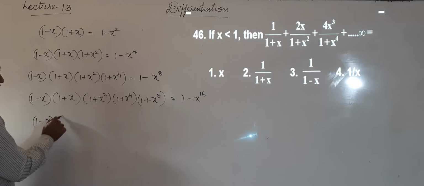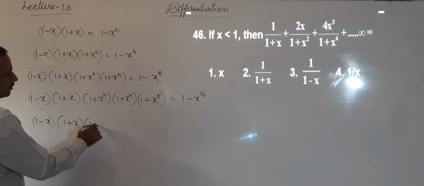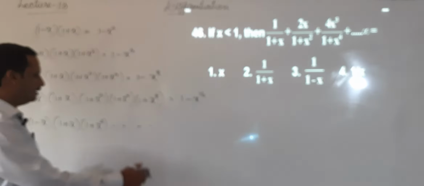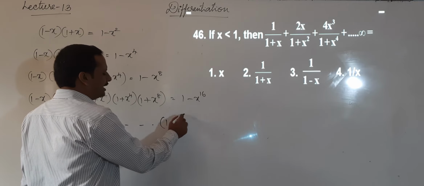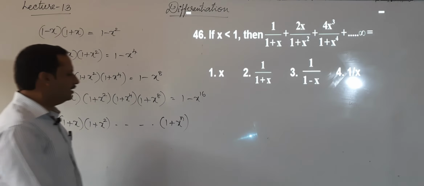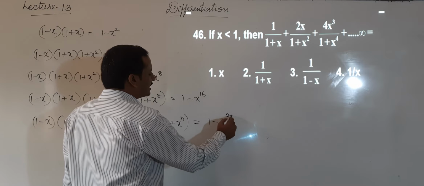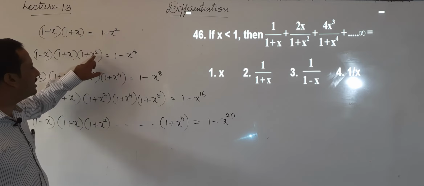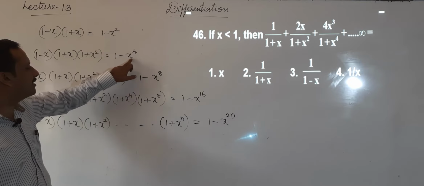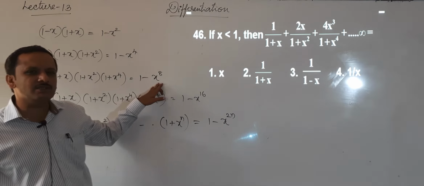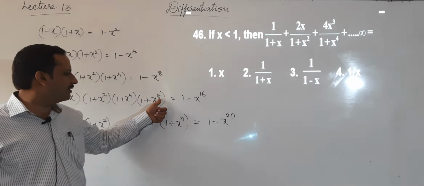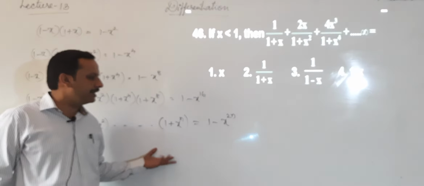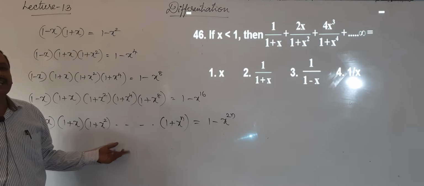1 minus x, 1 plus x, into 1 plus x square, etc., up to 1 plus x power n is even. Then we can write this as 1 minus x power 2n. Here you observe, when you have the last term as 1 plus x square, here 1 minus x power 4; here 1 plus x power 4 is there, so this will become 1 minus x power 8. When x power 8 is there, x power 16, x power n is there, means x power 2n. Okay? But here this n is tending to infinity.